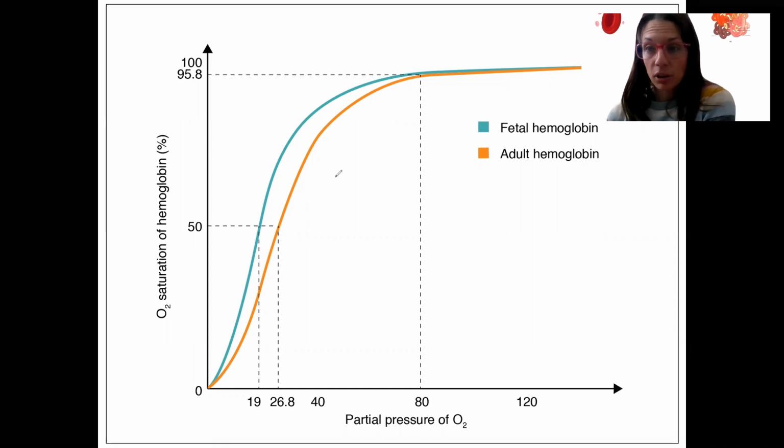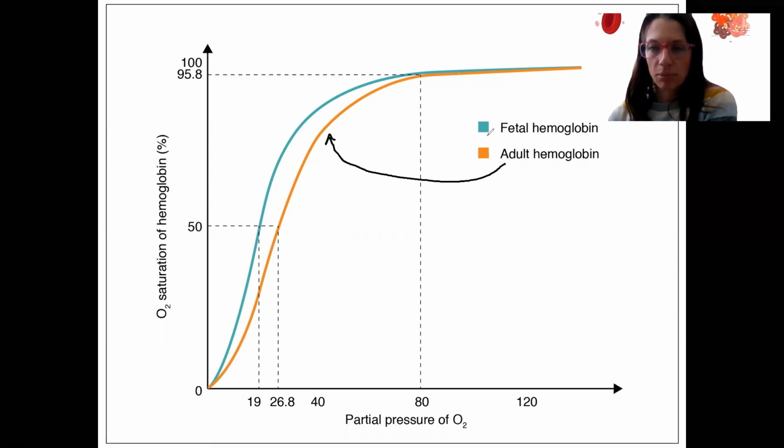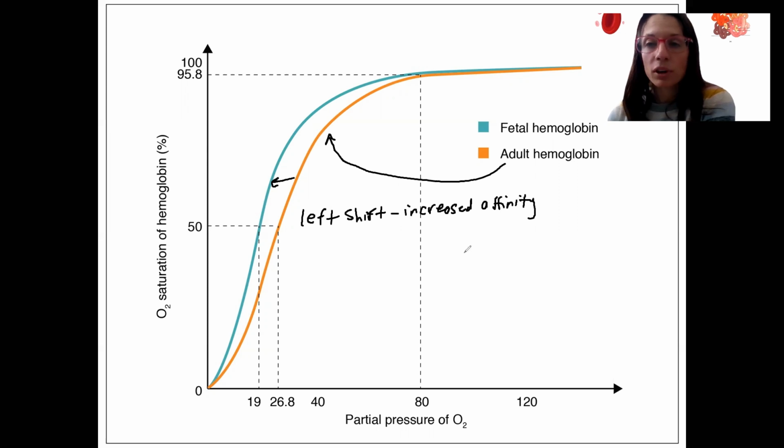This is an oxygen hemoglobin dissociation curve. Here's our adult hemoglobin. This is our normal curve, S-shaped, etc. What is up with this fetal hemoglobin? In a fetus, the hemoglobin that's made, what's up with this left shift? And does that make sense? Left shift, what does that mean? That means increased affinity. Increased binding. So it's going to bind oxygen more easily than adult hemoglobin does.